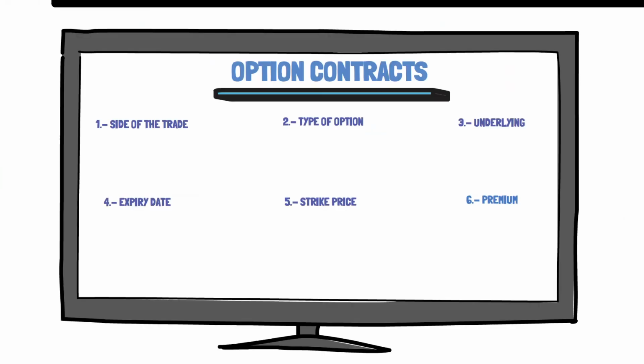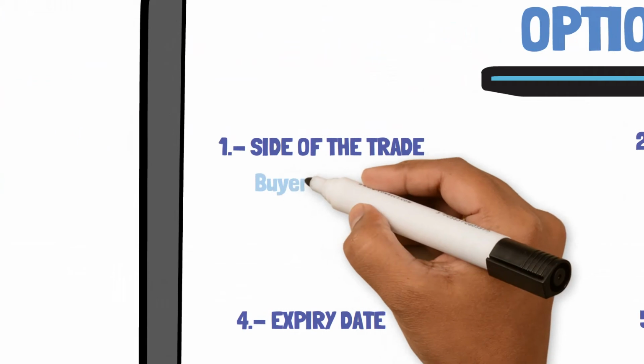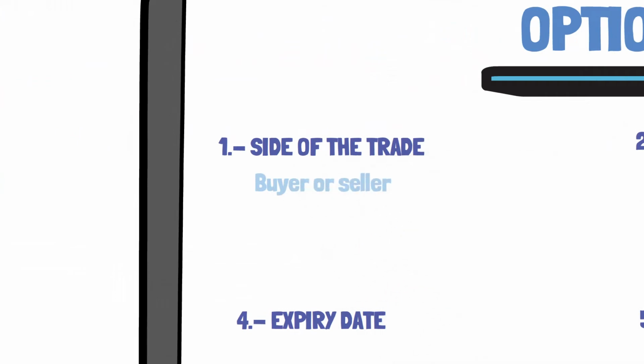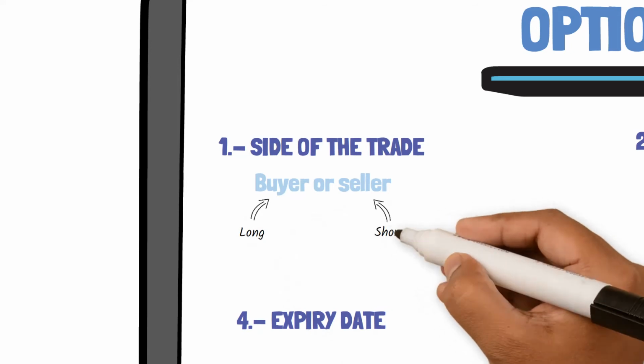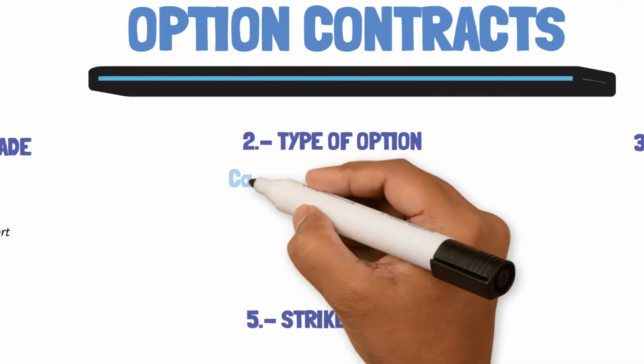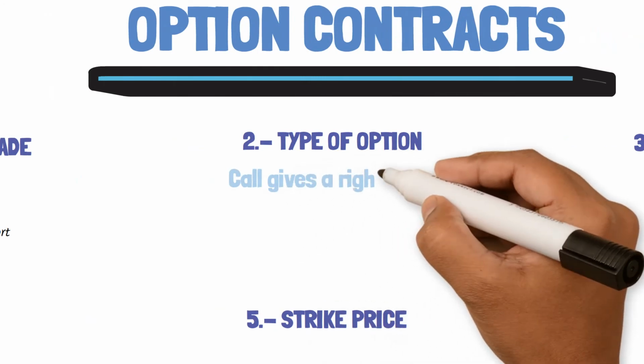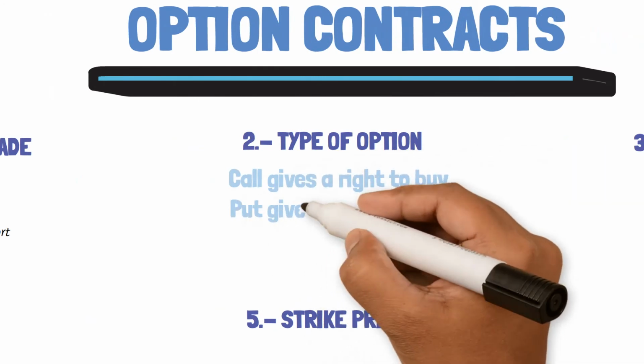Now, let's get to it. There are 6 main characteristics of options contracts that you need to understand. The first one is the side of the trade you are in. You can be the buyer or the seller of the option, and in all transactions, there is always a buyer and a seller. We say that you are long if you are the buyer and that you are short if you are the seller. The type of option: it can be a call or a put option.